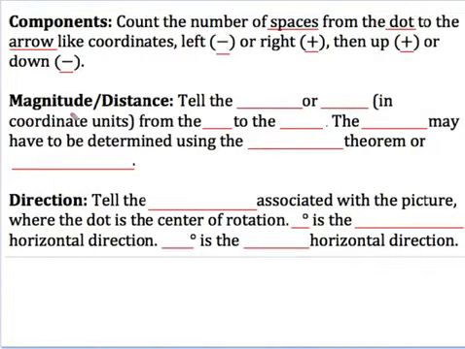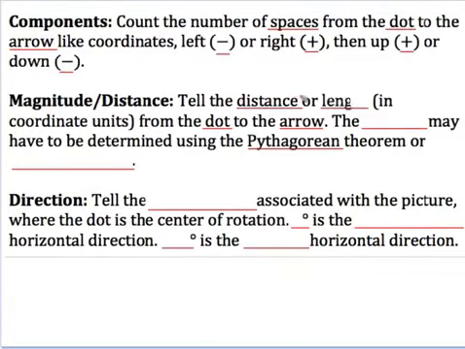Now your magnitude is the same thing as distance. The reason why we say magnitude instead of distance is sometimes this could be a force too. And then later on, when we start applying vectors to real life situations, it could be force or speed or distance. There's a lot of different types of magnitude that you can have. But initially, when we first start out, it's mainly going to be distance. Okay, and the magnitude tells the length in coordinate units from the dot to the arrow. The distance may have to be determined using the Pythagorean theorem or the distance formula. Okay, so I know we're all very familiar with the Pythagorean formula. We'll do a refresher on the distance formula in just a minute.